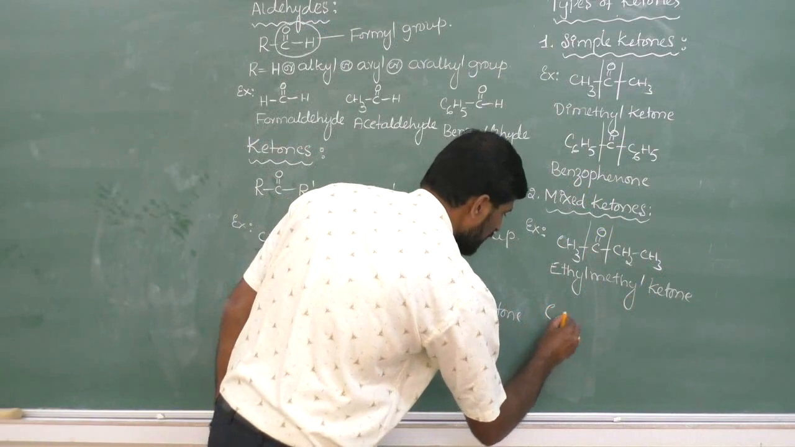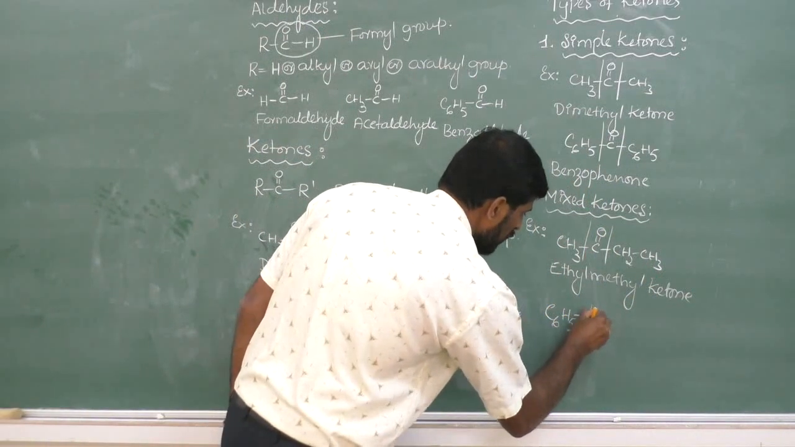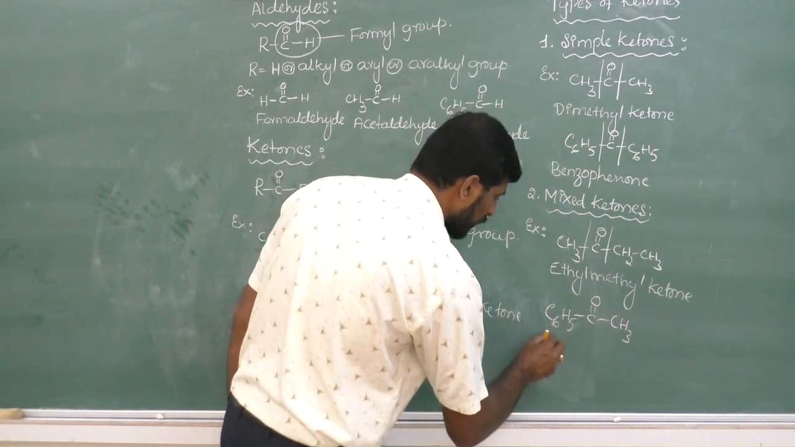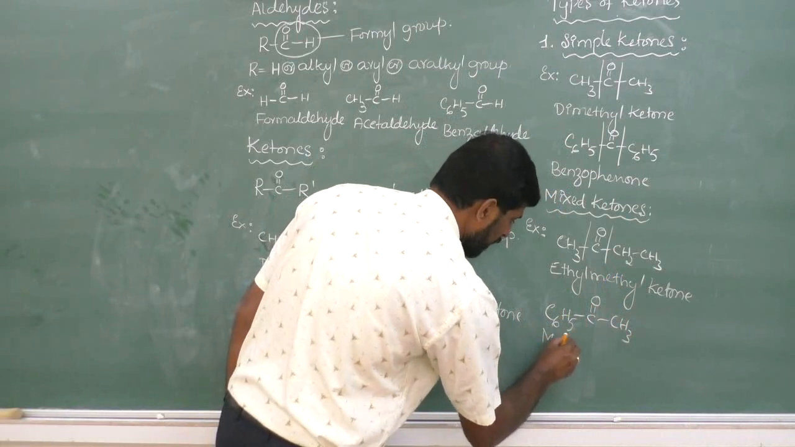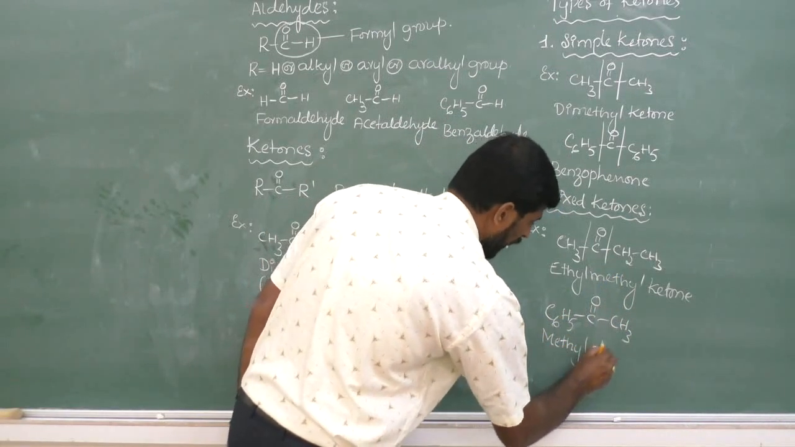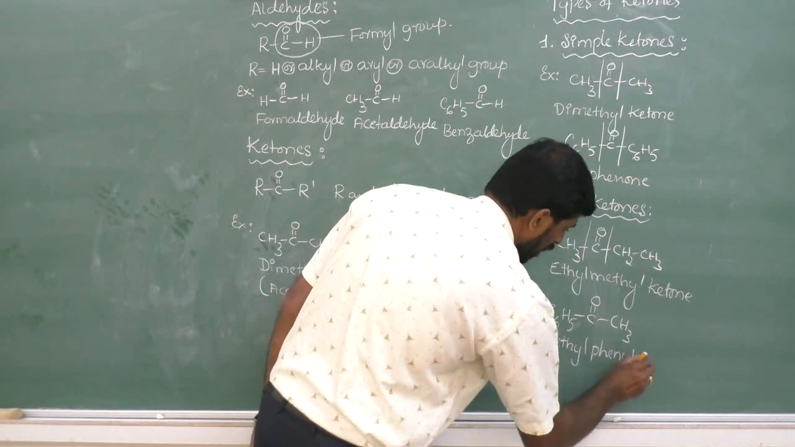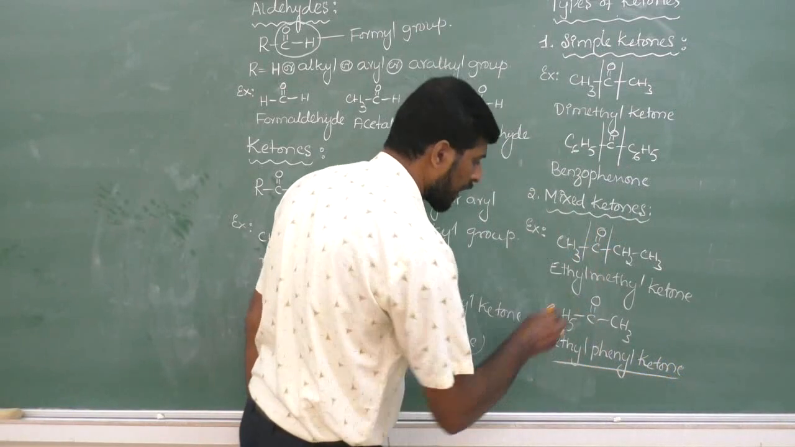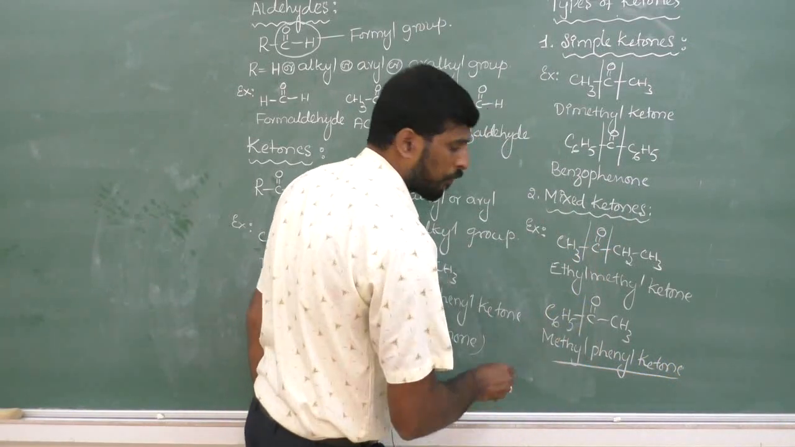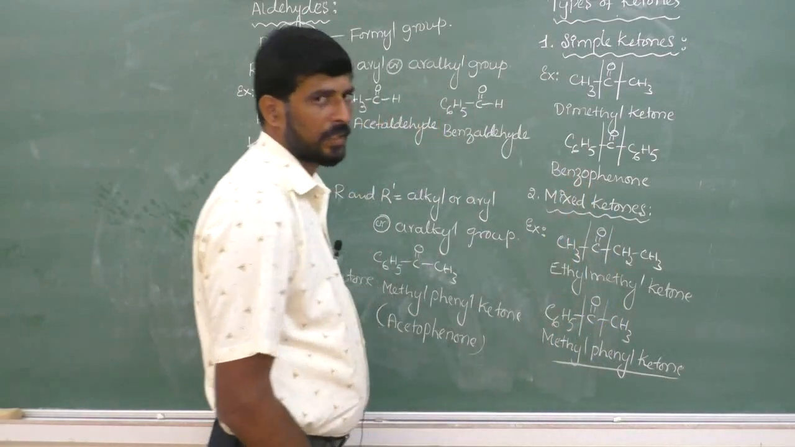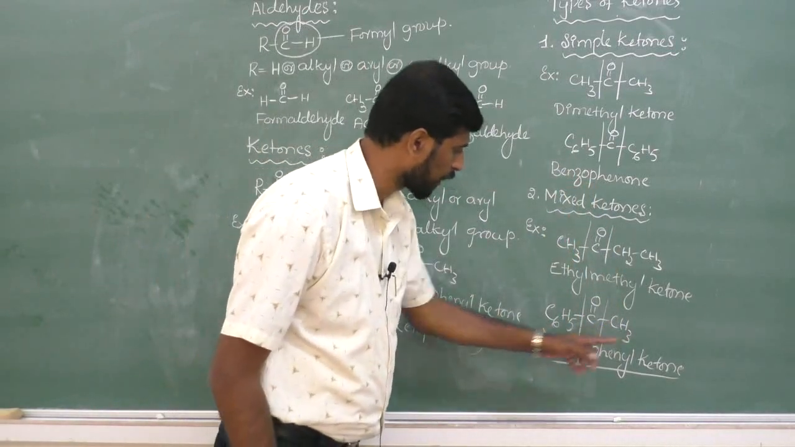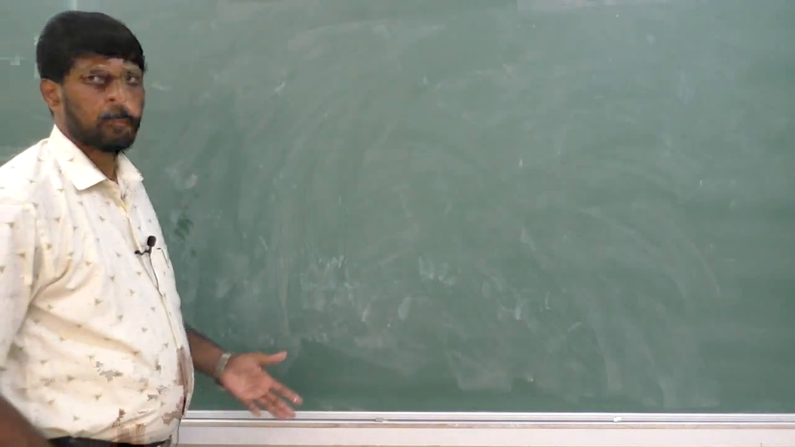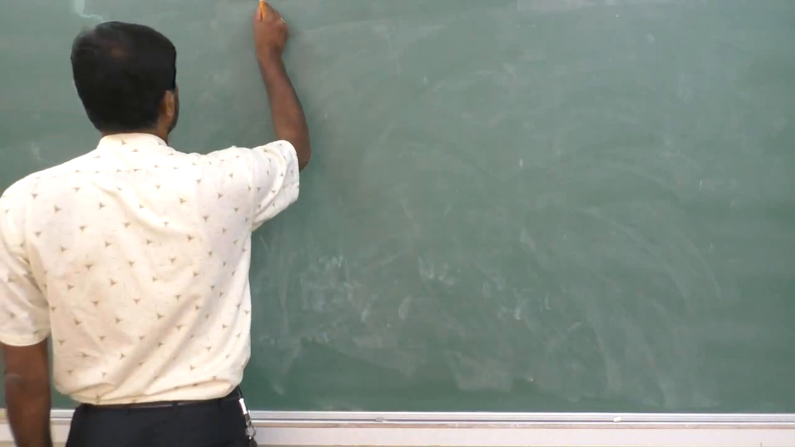Or C6H5COCH3. Okay. So, this is nothing but methyl phenyl ketone. On this side phenyl, on this side methyl. That is why it is a methyl phenyl ketone. It is an example of mixed ketones. Okay. Let us move on to carboxylic acids.